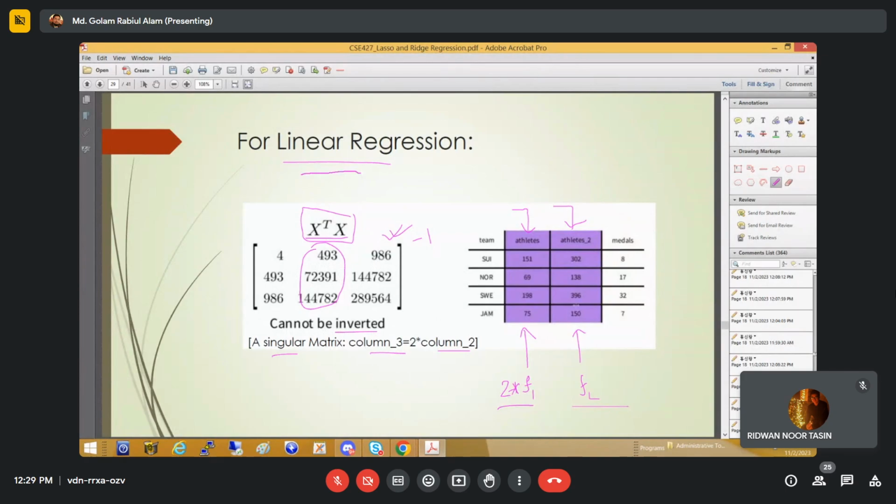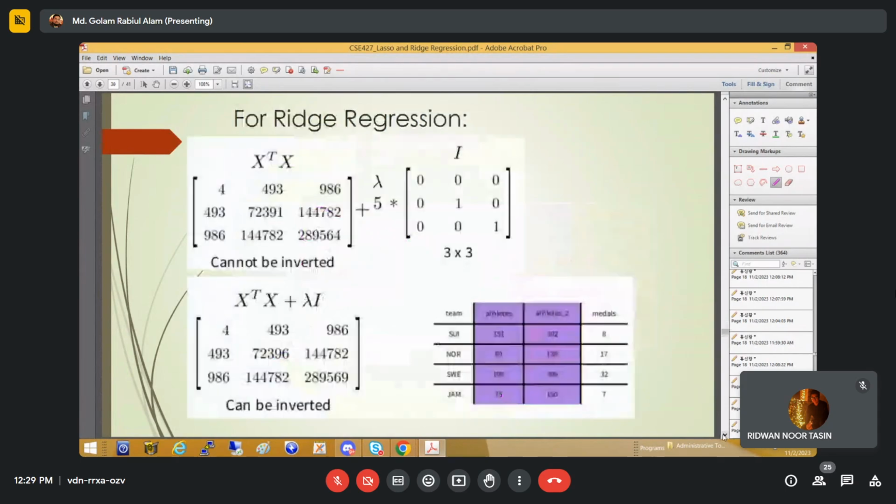This is in the case of linear regression. But in the case of Ridge regression, we have X transpose X plus lambda I. Here is the lambda; we can consider lambda equal to 5, anything. And I is not actually the identity; it is called the pseudo I, because we can see here is 0. Why is it 0?